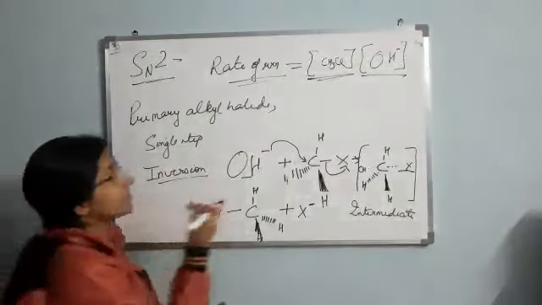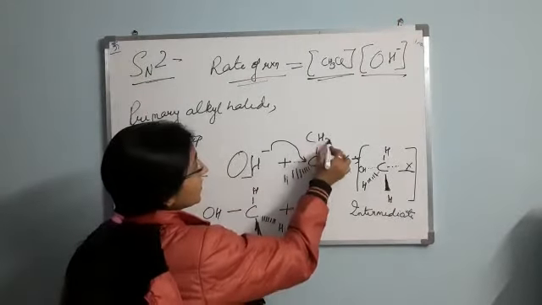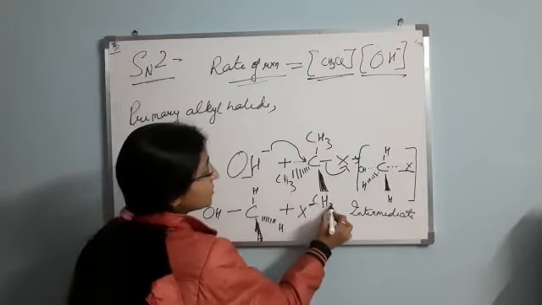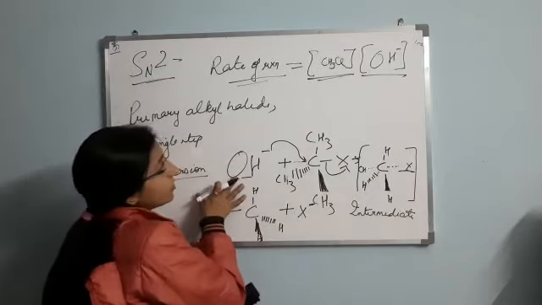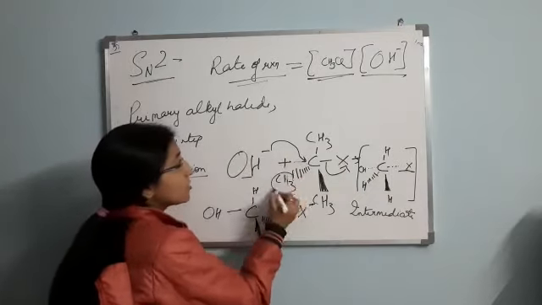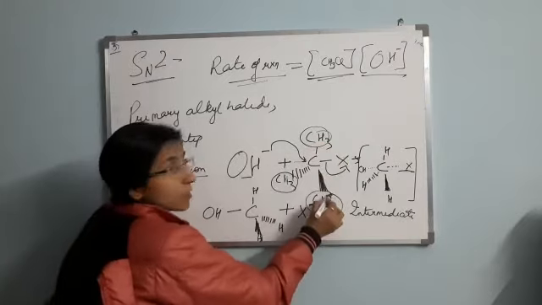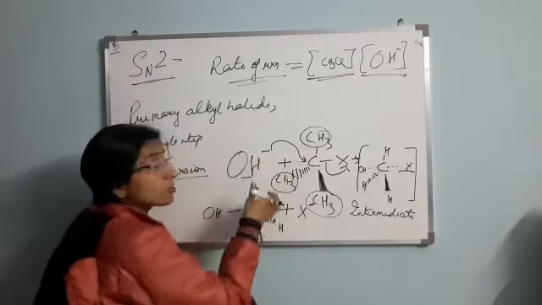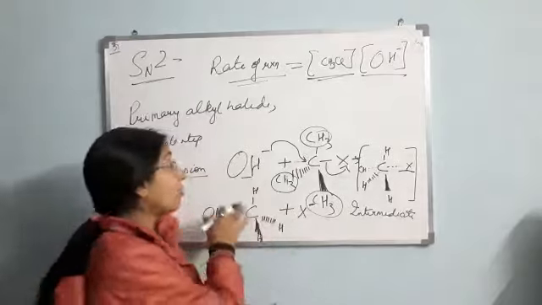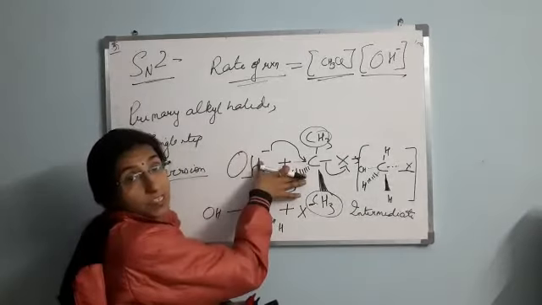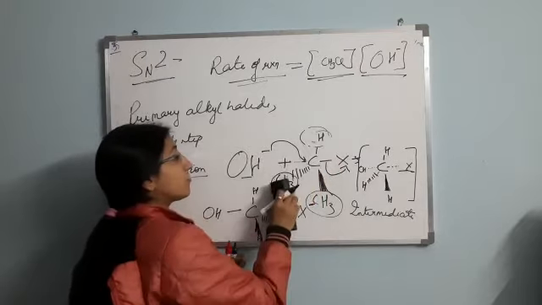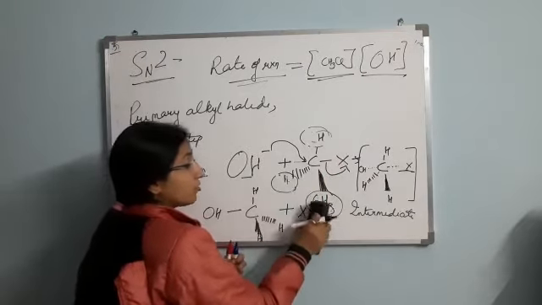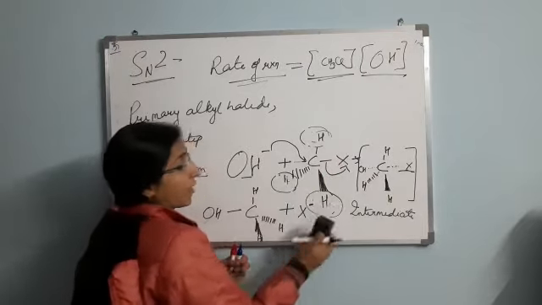See, I am going to tell you like this. Suppose it is CH3, CH3, CH3, for the tertiary one, then it will be very difficult for the OH to attack from this side because these are bulky groups. These bulky groups will cause steric hindrance. They will not allow the nucleophile to attack from this side. So it will never go best with tertiary. It goes best with the primary.